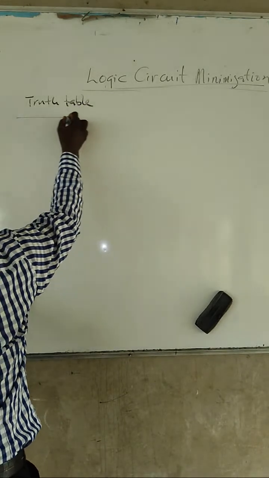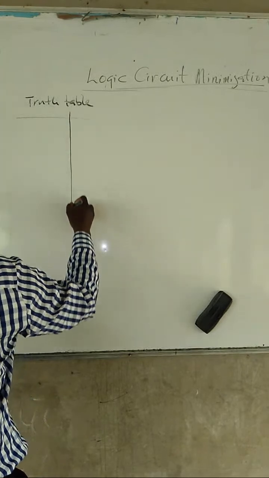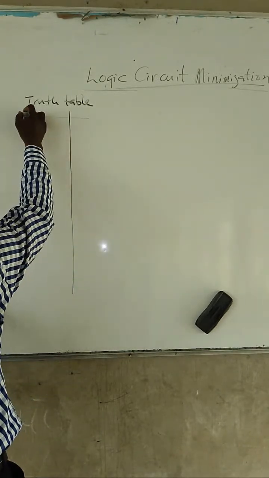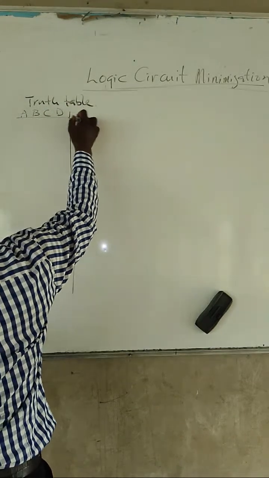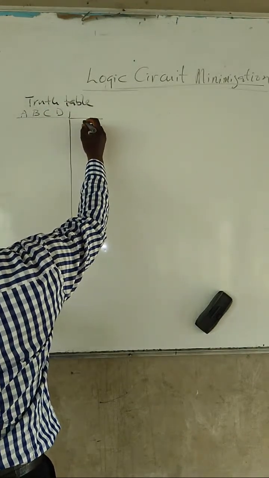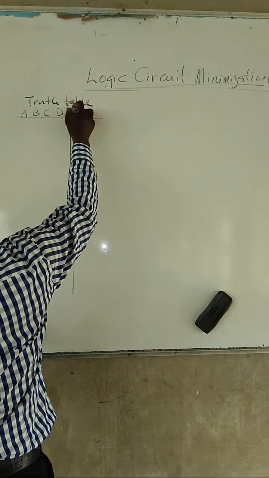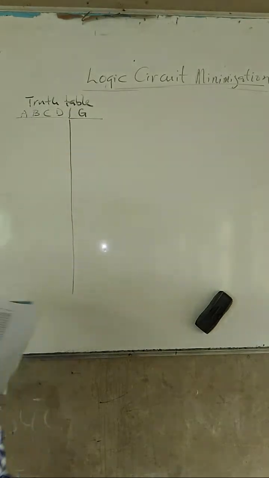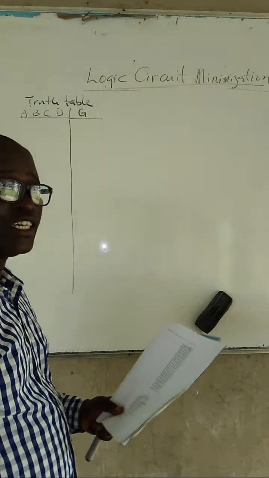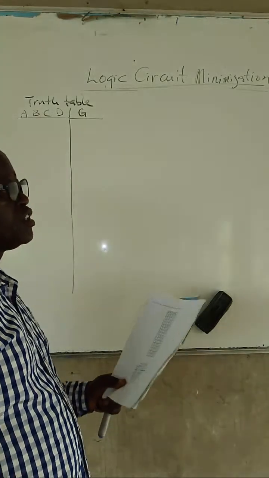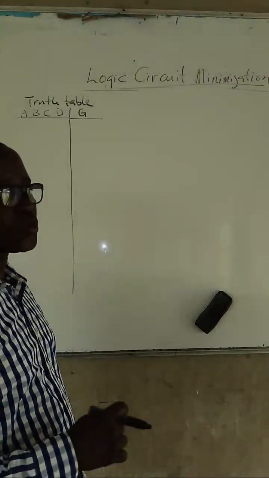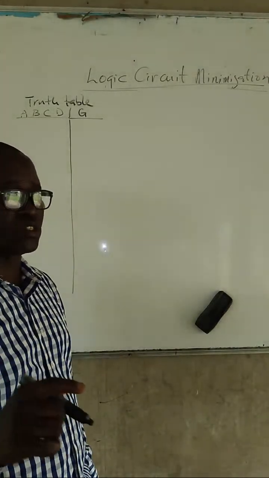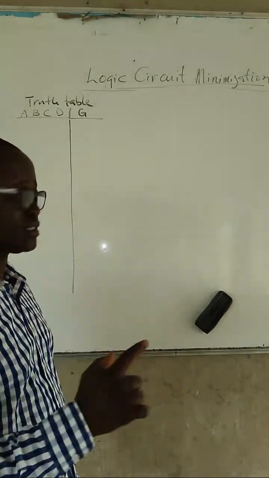We have A, B, C, D, and the output is given as output G. They gave us G as the output. Now, when we have a 4x4 like this, we are going to have 16 rows. That is 2 raised to the power 4. 16 rows. That's the possible combinations that we are going to have.